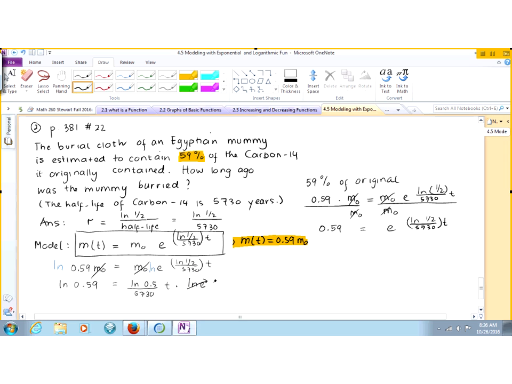So ln e is 1. Then how do you solve for t? Multiply by 5730 divided by ln 0.5. All right. Then these cancel. What is t equal to? What did you say? 4,362?